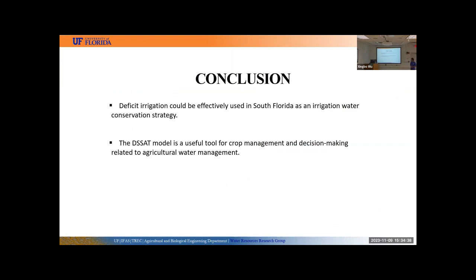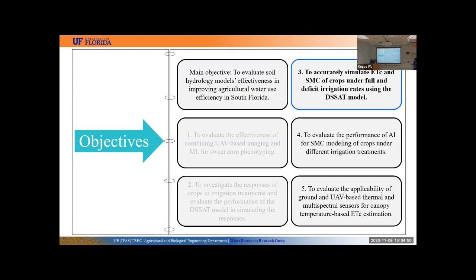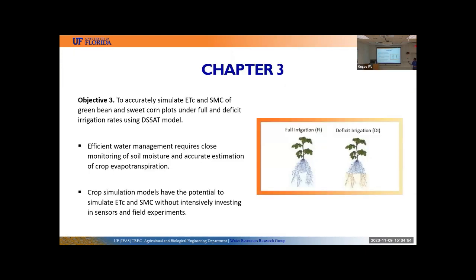water conservation strategy, and the DSSAT model is a useful tool for crop management and decision making related to agricultural water management. So with that, let's jump from chapter 2 to chapter 3.